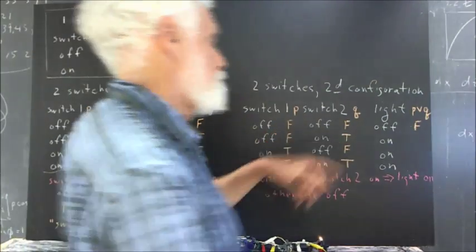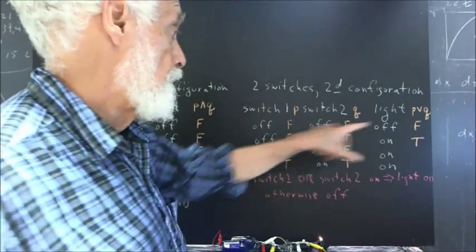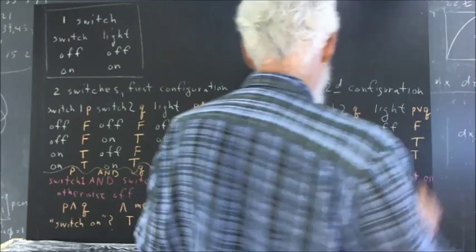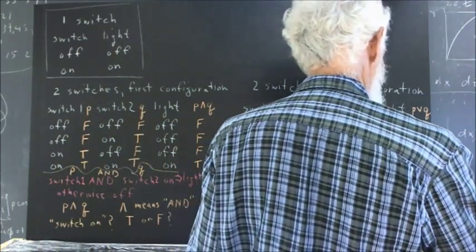Okay, false, true, well, that turns the light on. An off and an on will turn the light on. An on and an off will turn the light on. And both switches being on will turn the light on.